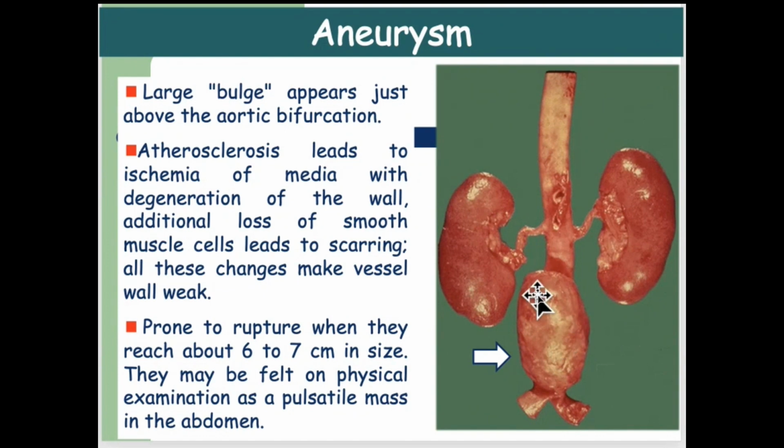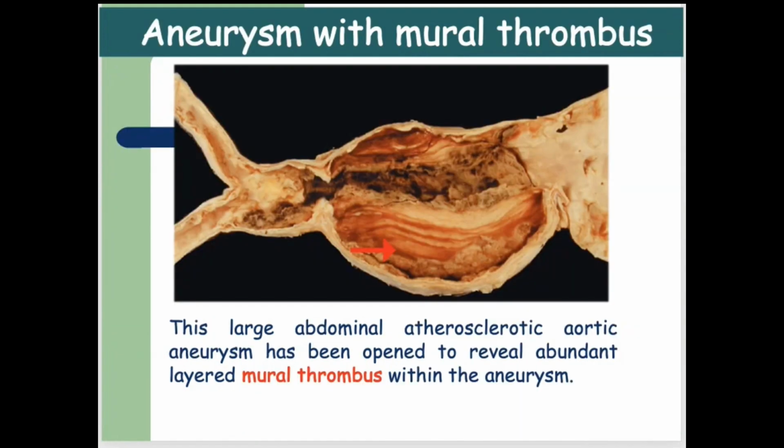They are large in size, and if they become 6 to 7 centimeters, they can rupture. They can burst and cause sudden death of the patient. This is an aneurysm of the abdominal aorta near the bifurcation. This is one of the complications of atherosclerosis.